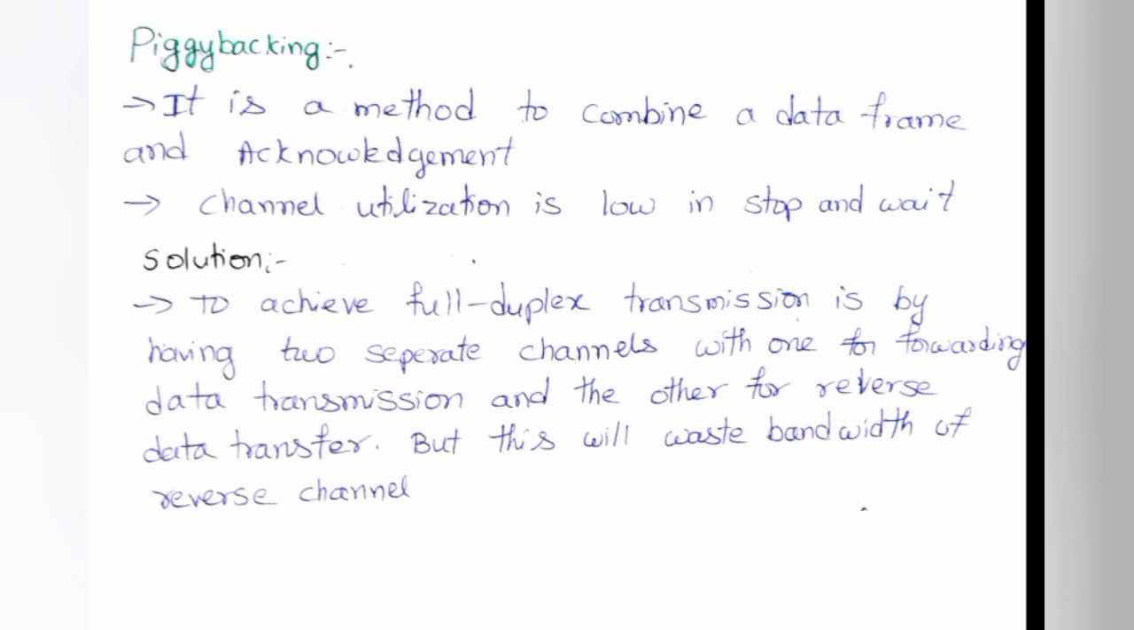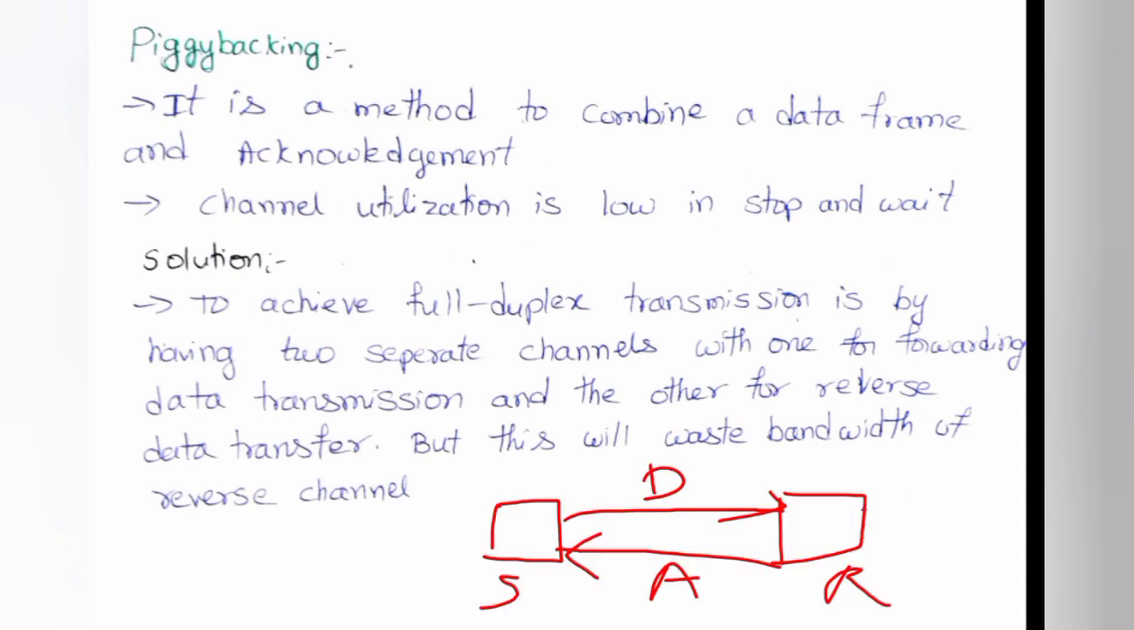In the stop and wait protocol, the sender will transmit the data to the receiver and the receiver will send an acknowledgement to the sender. Here we are using half duplex communication. Both the sender and receiver are communicating using a single channel, but that single channel is not properly utilized. The sender will first transmit the data to the receiver and then the receiver will send the acknowledgement back. So here the channel is not properly utilized.